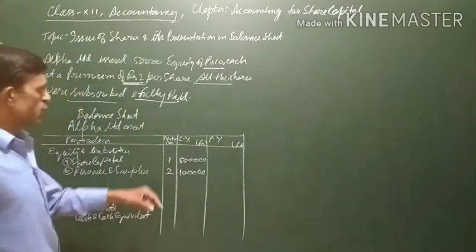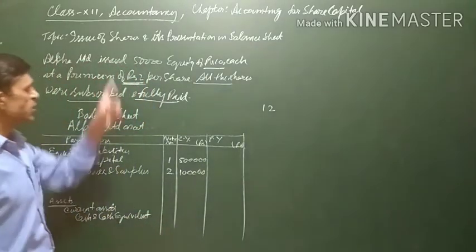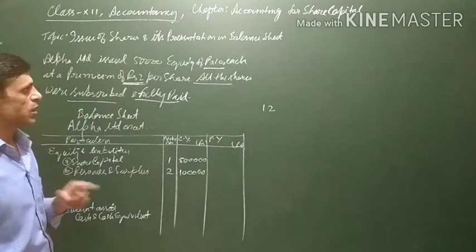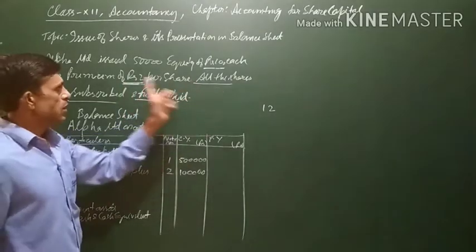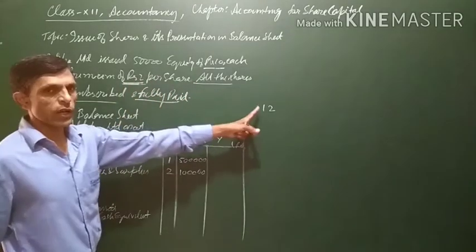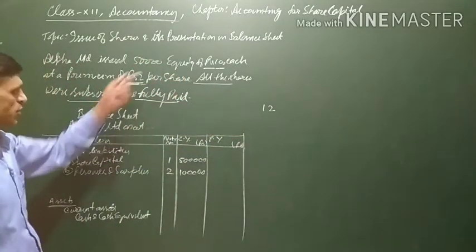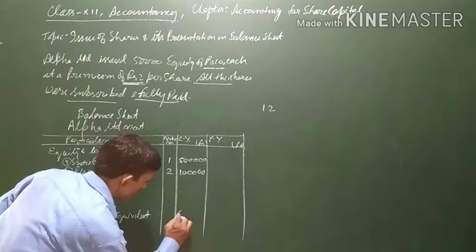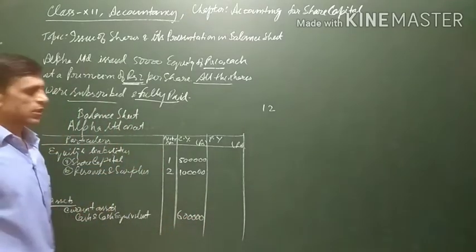Now, cash and cash equivalent. 12 rupees per share will be received. 50,000 shares are there: 10 rupees for the share capital and 2 rupees for the premium. Total 12 rupees per share will be received, and 50,000 shares are there. 12 times 5 is 60, so total cash in the company will be 6 lakh. This will be the total cash and cash equivalent.